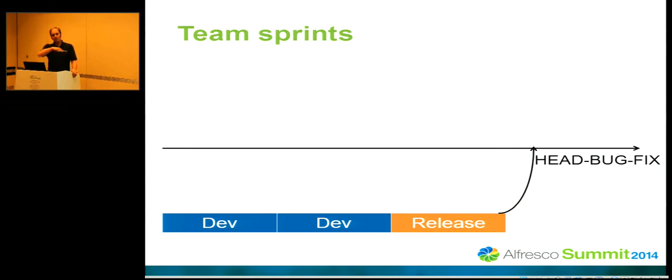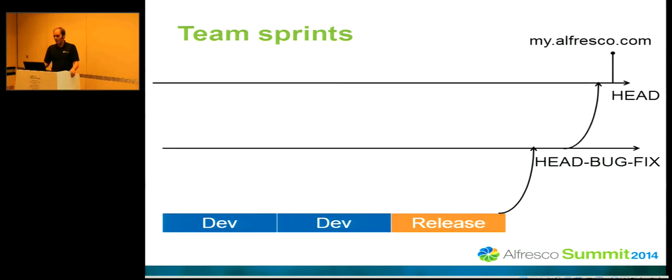Each team has a 9-week cycle. They have 3 week sprints, 2 development sprints, and then 1 release sprint. And at the end of the release sprint, they merge everything onto an integration branch, which has a funny name. It's called Head Bug Fix. You can see this name in the commit messages, so I put the right name. So each team releases every 9 weeks. When it's stabilized on Head Bug Fix, we then move it to Head, and this is where the big spike on Head happens. You can see where the commits are.